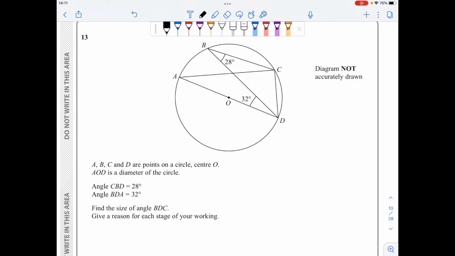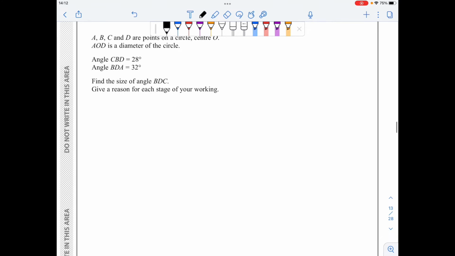For question 13, I'll use 3 steps to find the missing angle. Step 1, I'll find angle CAD because angles in the same segment are equal. Then I will find angle ACD. This is a right angle because angles in a semicircle are 90 degrees. And finally, I will find my missing angle using the sum of angles in a triangle. So let's write these things down.